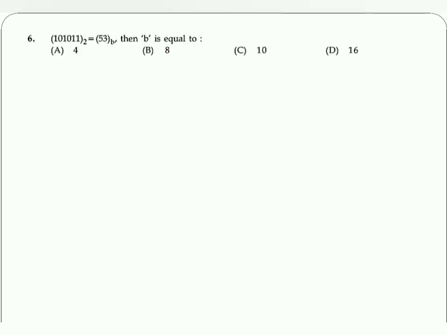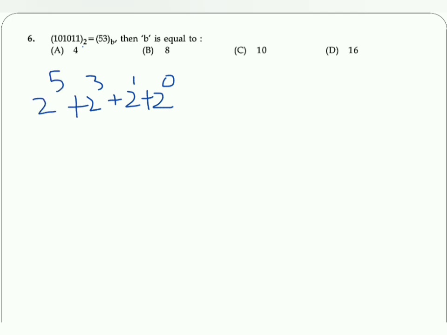Next one. 101011 base 2 equals 53 base b. Then b equals what? Here a binary number is given and a number with base b is given. We have to find the base b. So how do we write the values here? It is base 2. So 2 power 0, 2 power 1 plus 2 power 2, 2 power 3 plus 2 power 5.